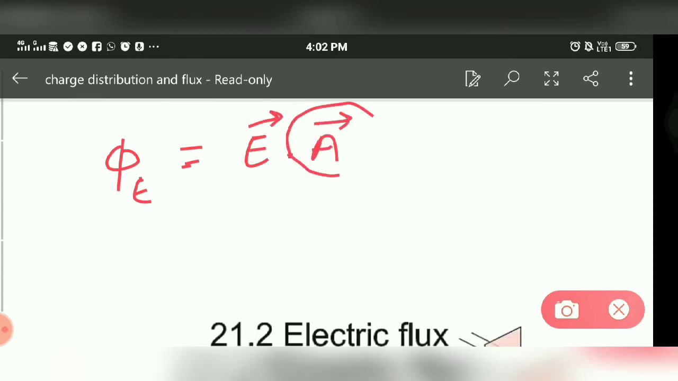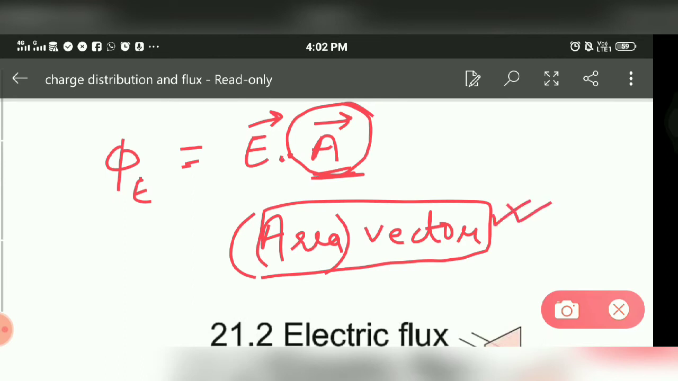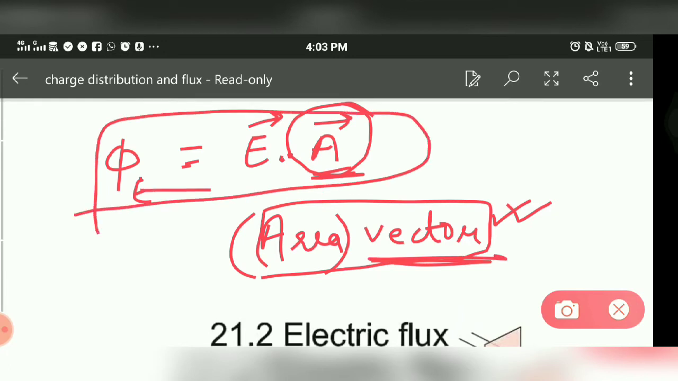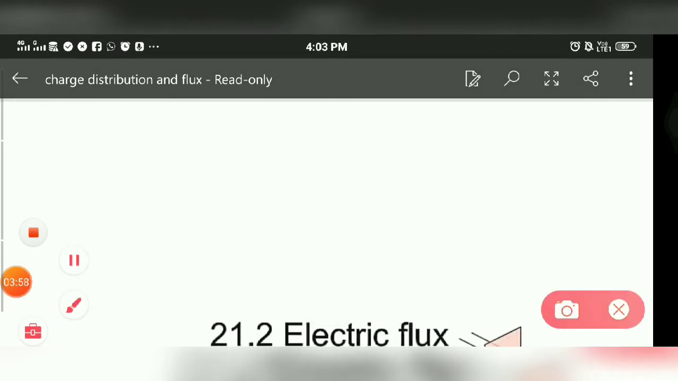Now I am considering the area as an area vector. What is an area vector? I know you know all about area, but area vector is a term new to you. Let us first discuss the area vector, then we'll come back to this formula to discuss it further. First of all, the area vector.